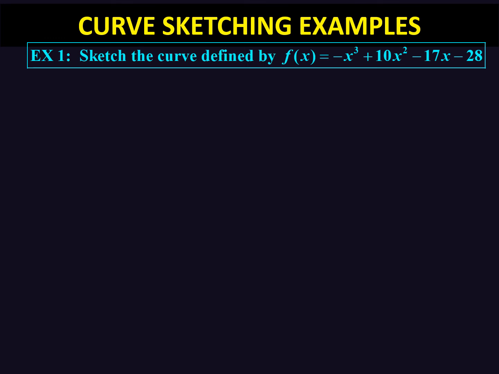Let's look at the first one. Just be careful here. You can see in this case I've got a negative, so just be careful. What's the first thing we need to determine? That's correct, the y-intercept. How do we determine the y-intercept? Let x be equal to 0. So that should be 0, that should be 0, that should be 0.